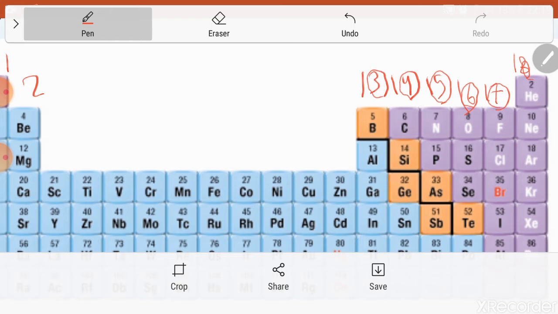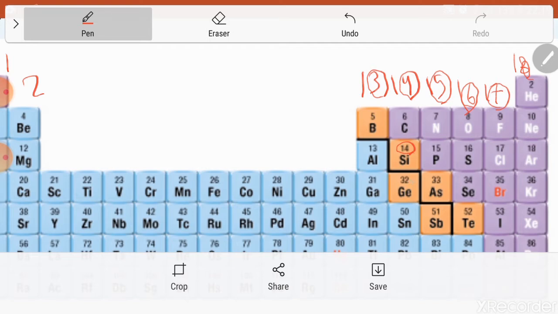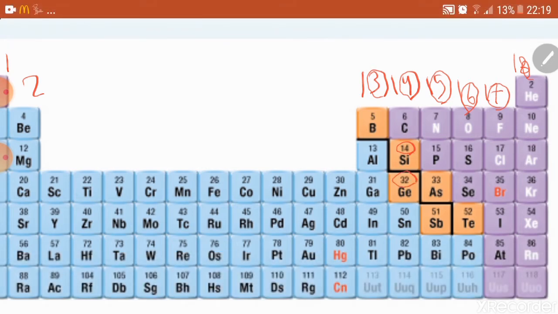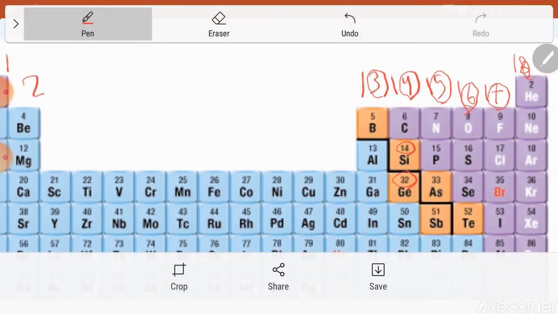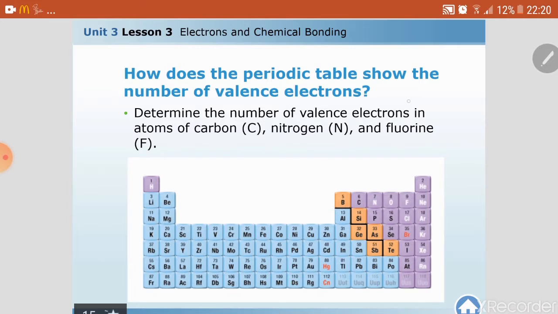Silicon's atomic number is 14. Germanium's atomic number is 32. The atomic numbers are different. Here we can know that silicon has 14 electrons, and germanium has 32 electrons. Now, what about the valence electrons?